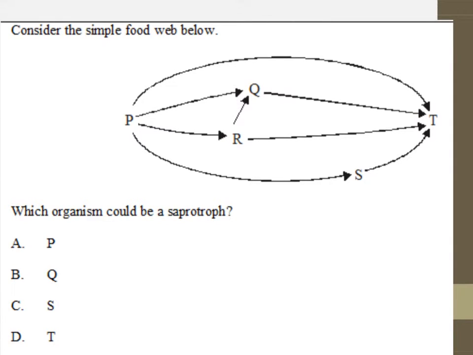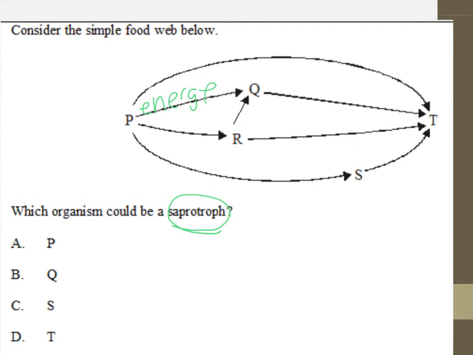Consider the simple food web below. Which organism could be a saprotroph? Pause now. So this is actually a bit of a tough question. These arrows here indicate energy flow. So if energy is flowing from P to Q, the only reason that could be happening is if P is getting eaten by Q. Okay, so here Q is a consumer probably.